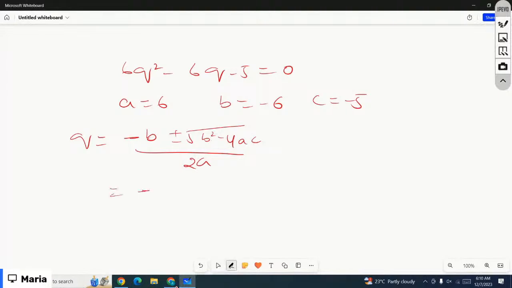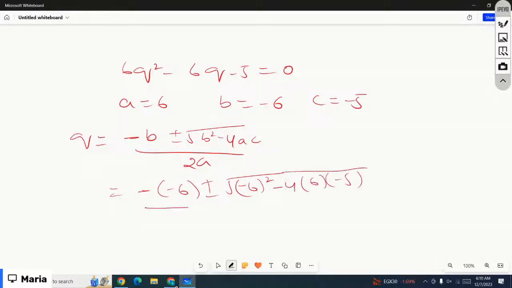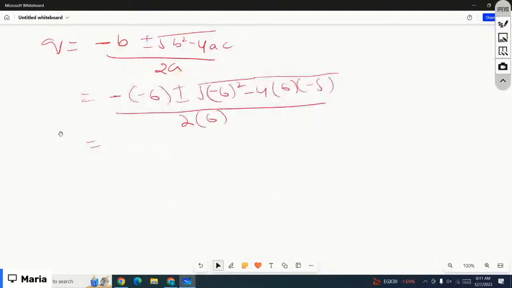Okay, that is negative 6 plus minus b square is negative 6 square minus 4, a is 6, c is negative 5 and divided by 2, a is 6. So that is negative times negative 6 is positive 6. 6 square is 36. Negative and negative is positive. 5 times 6 is 30. And 30 times 4 is 120 divided by 12.